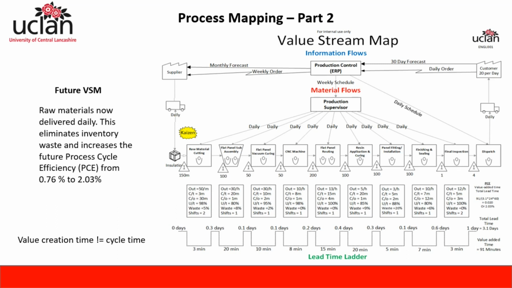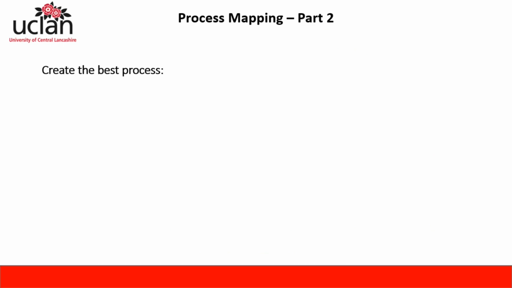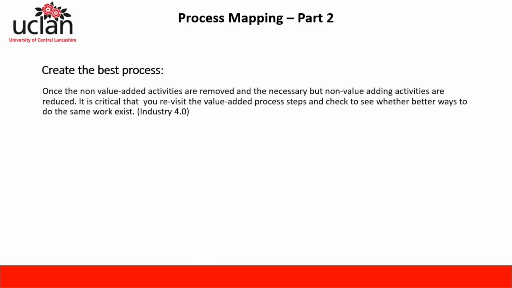And it's important to note that the value creation time never actually is equal to the cycle time. So what's the reason behind creating a current state activity map and then a future state activity map and then a value stream map that shows all the improvements? Because ultimately you're trying to create the best process. And once the non-value added activities are removed and the necessary but non-value added activities are reduced, it's critical that you revisit the value added process steps and check to see whether there are better ways to do the same work. And often we can use Industry 4 tools and technologies to try and achieve this.